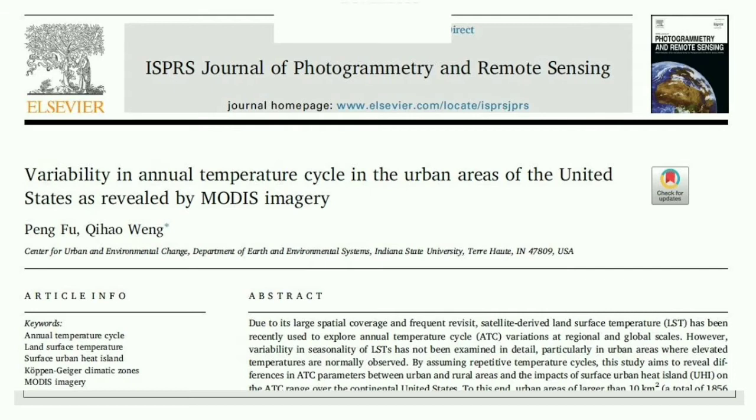As you can see here, the journal is ISPRS Journal of Photogrammetry and Remote Sensing, an Elsevier publisher. The title is Variability in Annual Temperature Cycle in Urban Areas of the United States as Revealed by MODIS Imagery. This is one of the very reputed journals in the photogrammetry and remote sensing subjects. Here they have utilized MODIS land surface temperature data, given its large spatial coverage and frequent revisit.